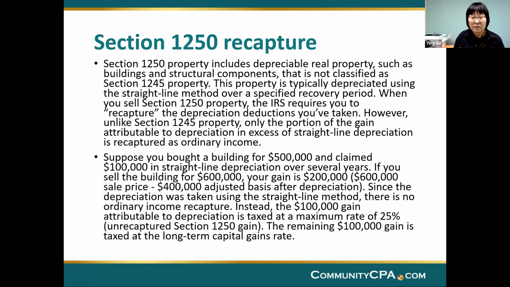Since the depreciation was taken using straight line, there is no ordinary income recapture. 1245 out of the window. Out of the window. Instead, the $100,000 gain attributable to the depreciation is taxed at a maximum rate of 25%. Then the other $100,000 is your capital gain, long term. So your rate is 20% for half. The other one is 25%. Makes sense, right? Makes sense.